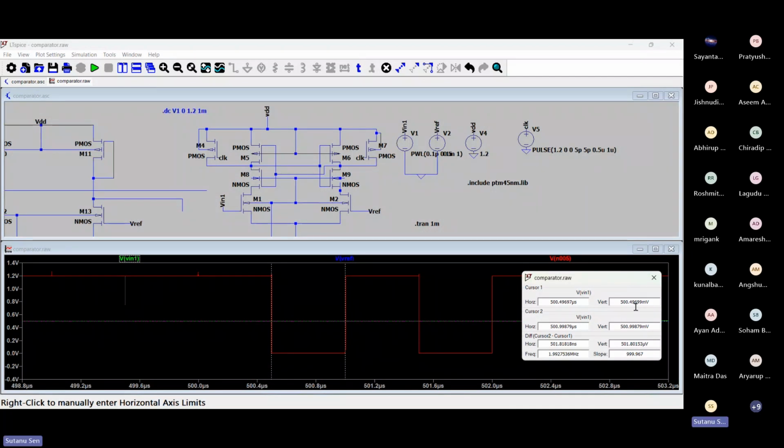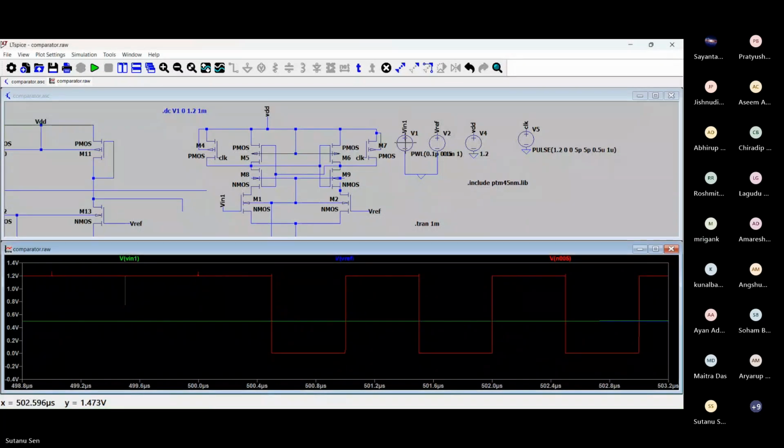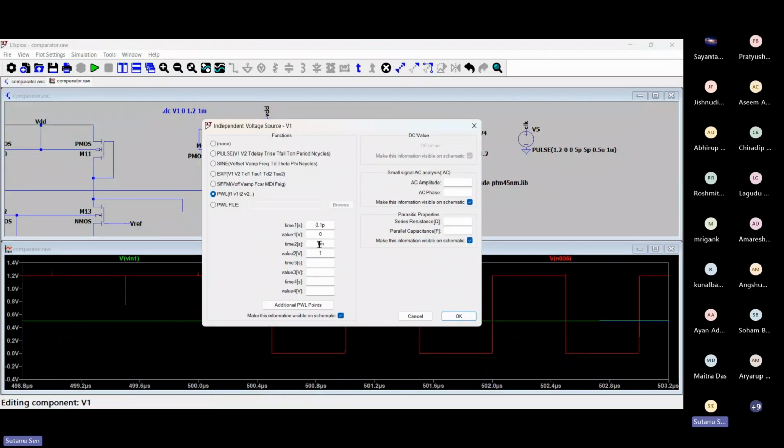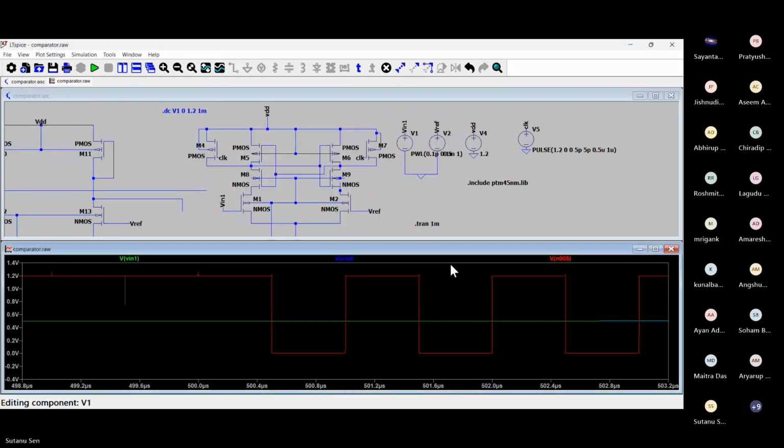Is that clear? Yes, sir. If you have to see how much better, then the only thing you have to do is reduce the slope so that it changes by a lesser amount in a single period. Okay, sir. Are you getting the point? Yes, sir. So then I'll run it up to 10 milliseconds. Then I'll reduce the slope.